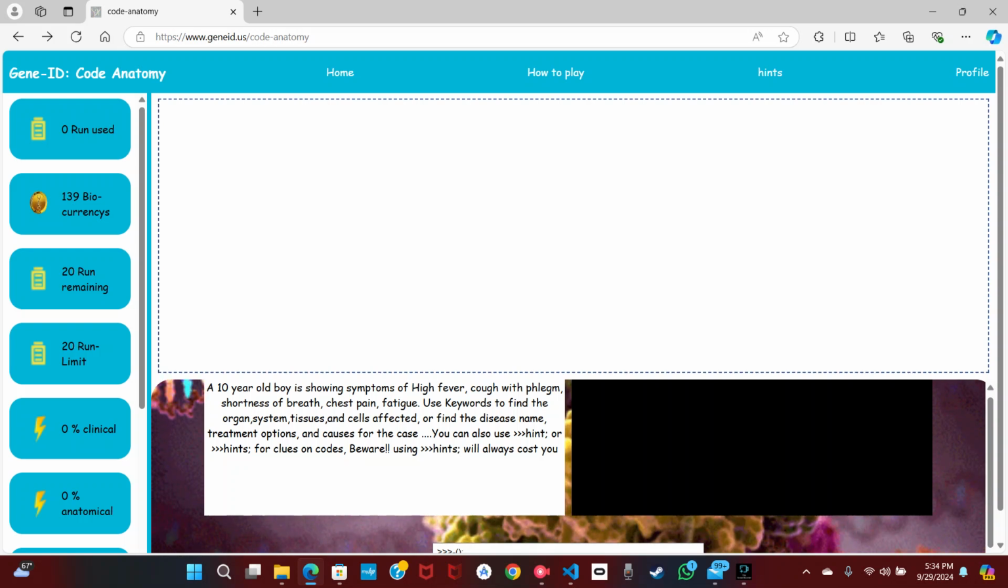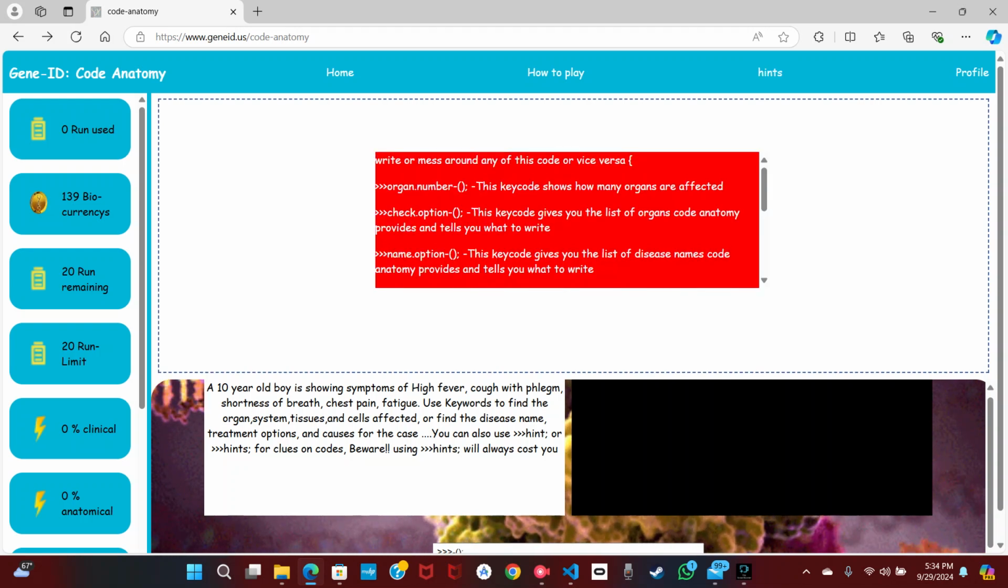So how should I approach this case? How am I supposed to solve it? So I'm gonna go through this scenario. It says here use keywords to find organ. All right, let's go for the organ. But what organ, what is it associated with? This is where the hint comes in.